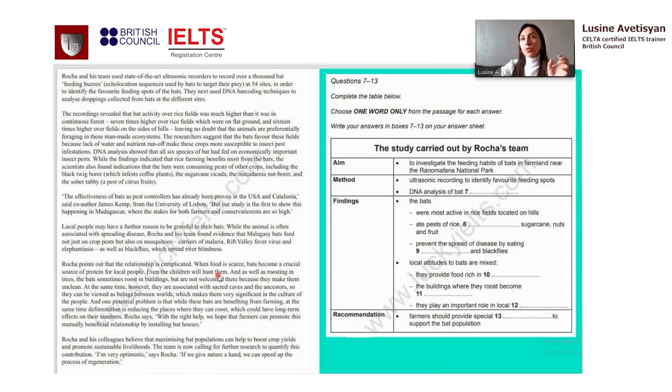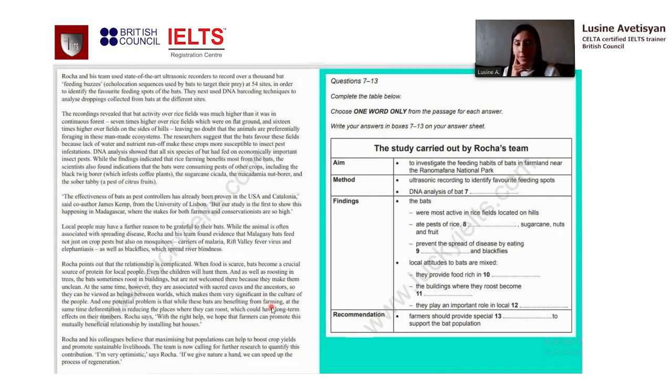Your screen will be divided into two parts if you are taking the computer version. On the right side, you will see the answers. On the left side, you will see the text, and you can scroll up and down. It is very, very user-friendly, convenient for test takers. You don't have the problem of going too much back and forward with your test.